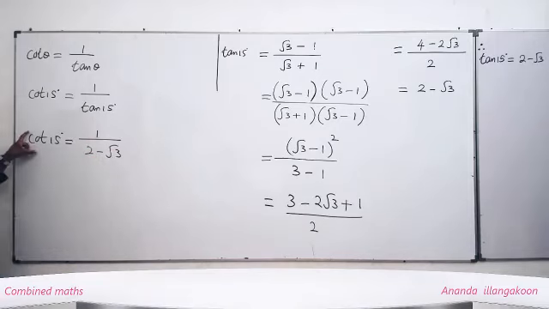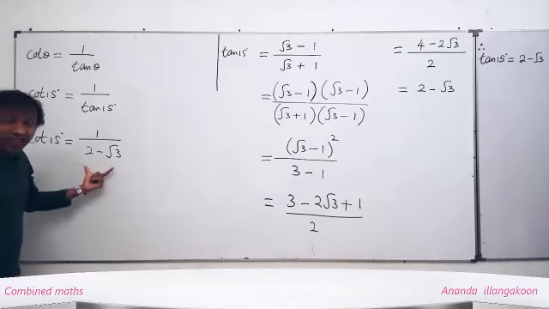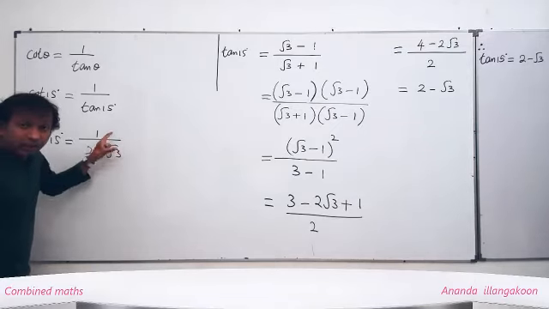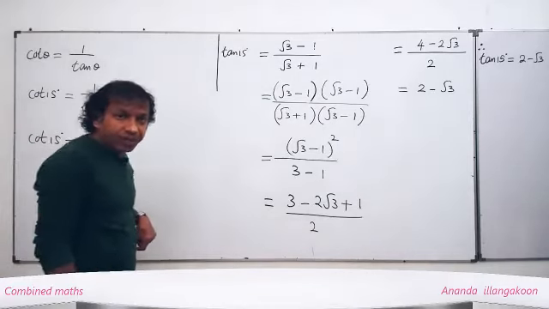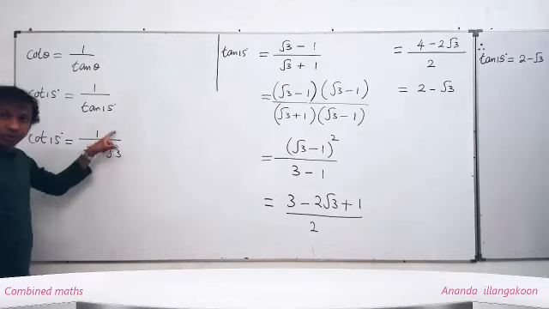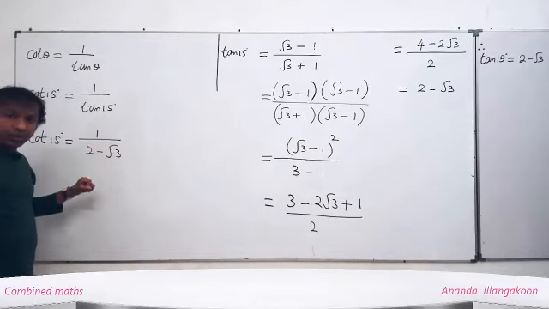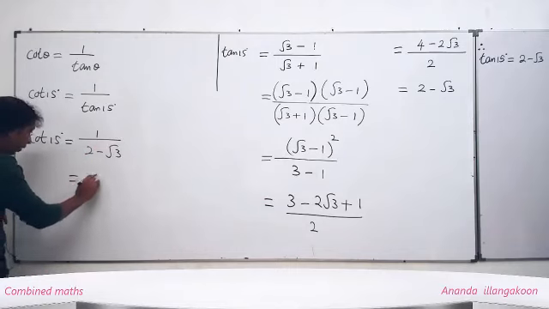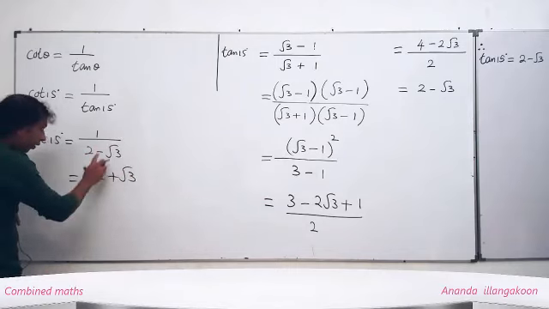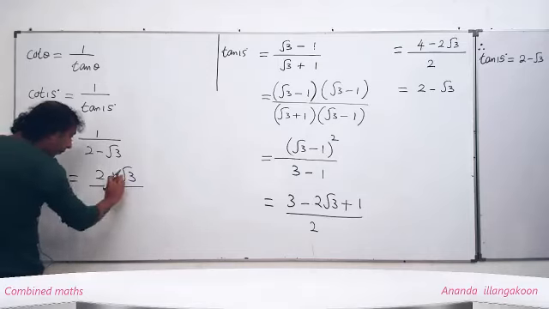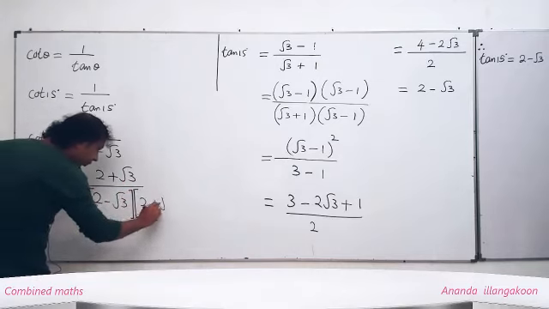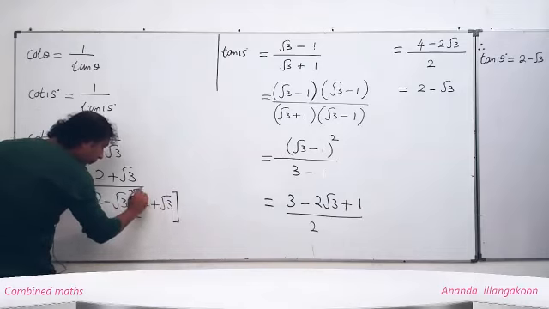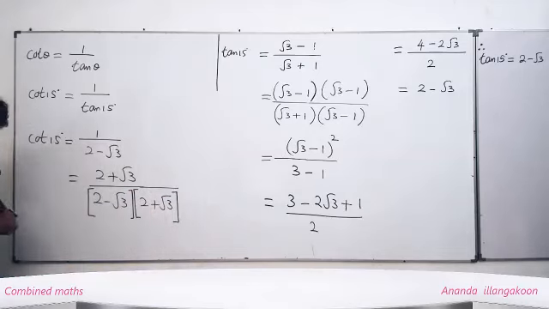Now here, in order to get the answer of cot 15, people, again shall we multiply this numerator and denominator by the conjugate of the denominator? Conjugate of the denominator. What is that? 2 plus root 3. This numerator and this denominator, both we multiply by 2 plus root 3. 1 into this means the same, 2 plus root 3, over 2 minus root 3 into 2 plus root 3. Right. Now what do you get there?